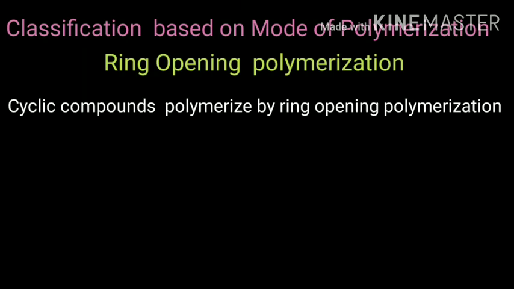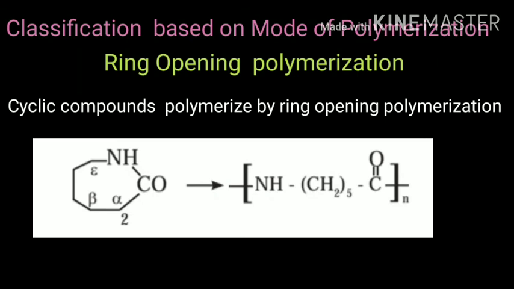Cyclic compounds like lactams and cyclic ethers polymerize by ring opening polymerization. A strong acid or a base is used to catalyze this reaction. An example of ring opening polymerization is the polymerization of epsilon caprolactam.